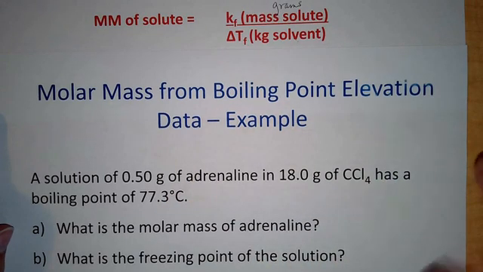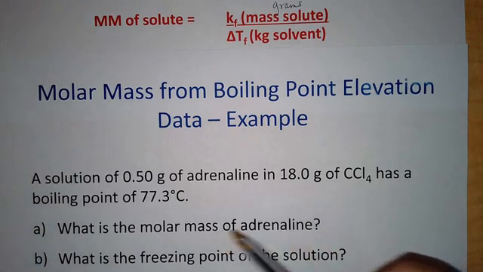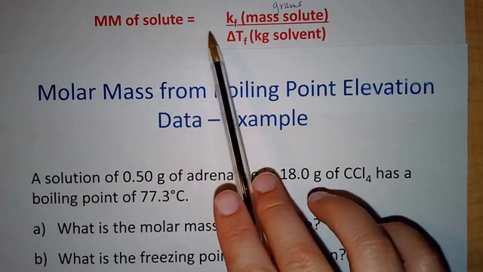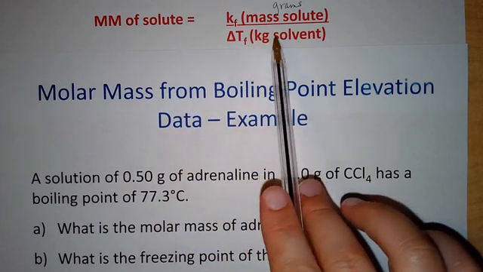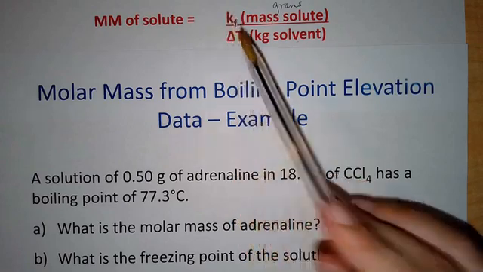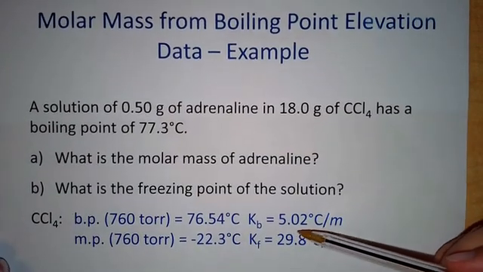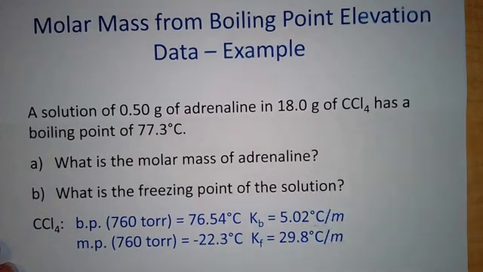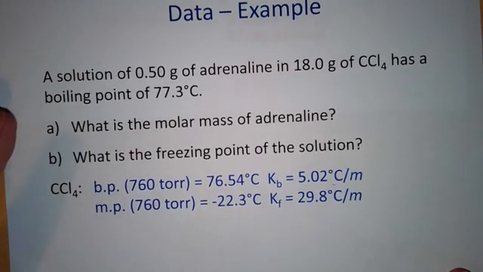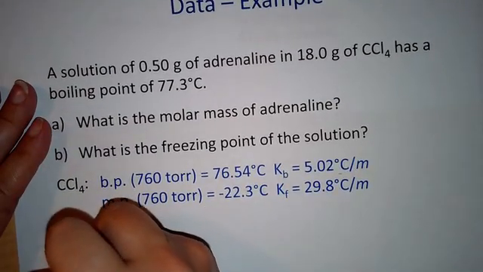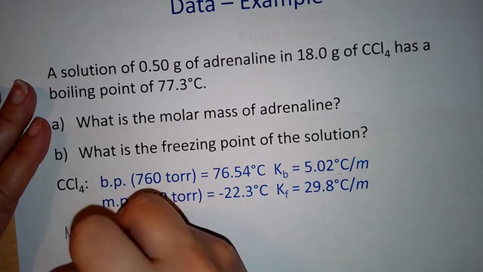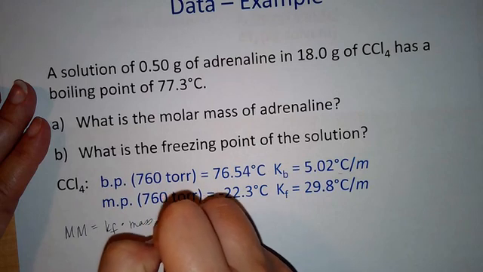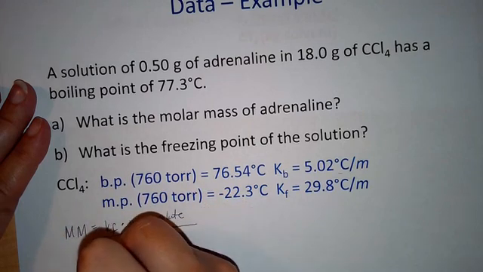So based on our equation up here, we're going to fill in our mass. Our Kf is given for us. We have some constant values down here, and our delta T. Alright, so let's plug in what we have. We're looking for molar mass. We have Kf times mass of solute over delta Tf times kilograms of solvent. Alright, so here's our equation.